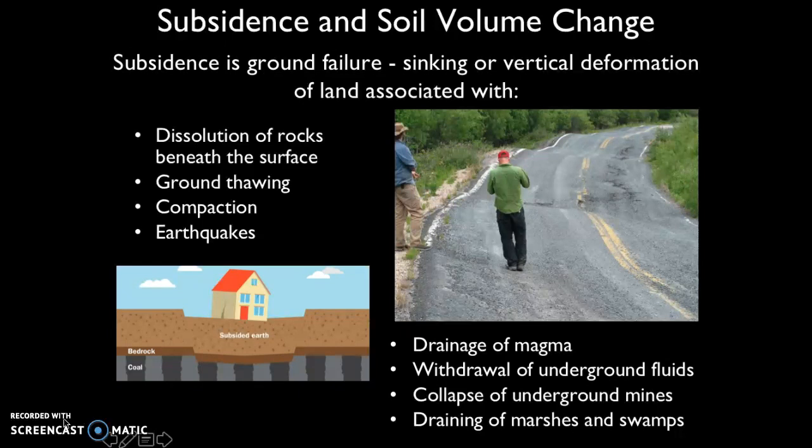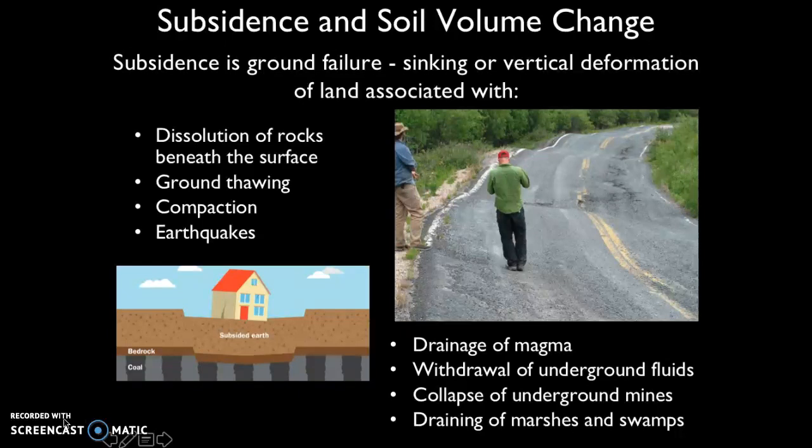So that ground failure is going to be associated with either the dissolution of rocks beneath the surface, and that's going to be called karst topography, and we'll talk about that first. Also with ground thawing in places where you have permafrost, we'll also talk about that later, where you have compaction, and usually compaction happens when you don't have enough water filling up the gaps. When you have earthquakes, it makes things shake and move around and create new empty spaces.